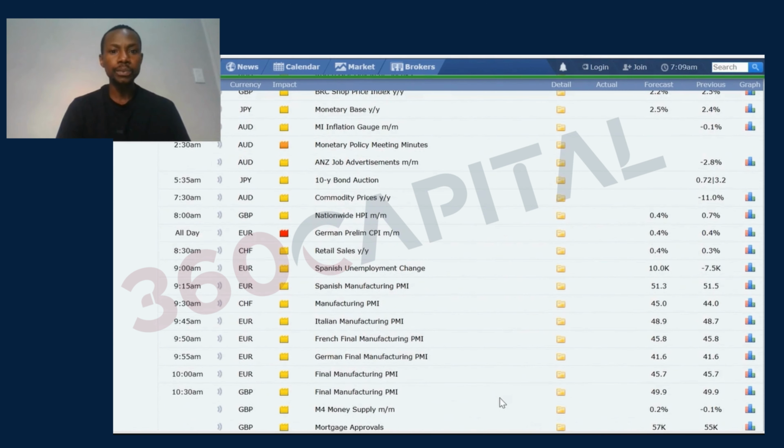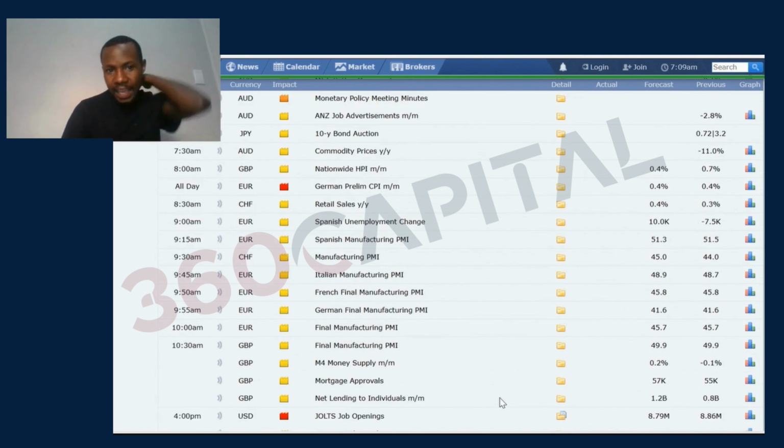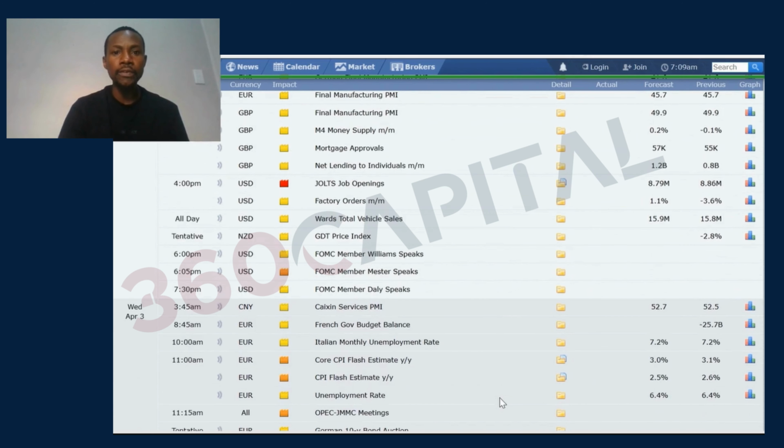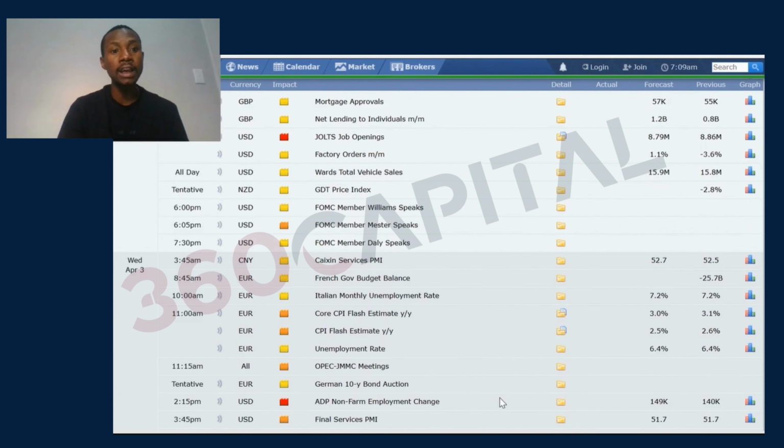Moving on to Tuesday, the big one we're seeing is the all-day German Prelim CPI. It will be anytime Tuesday, at the European conference where the German CPI is announced. Then at 4 p.m. on Tuesday we have US job openings. Again, we're expecting high volatility from the US dollar and all instruments correlated to the dollar.